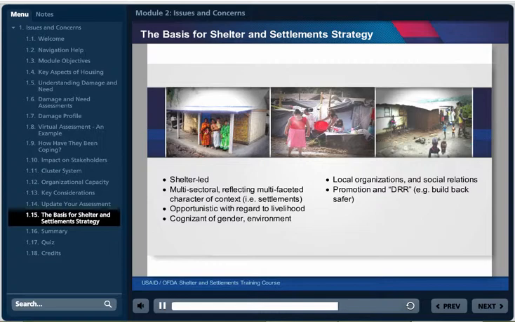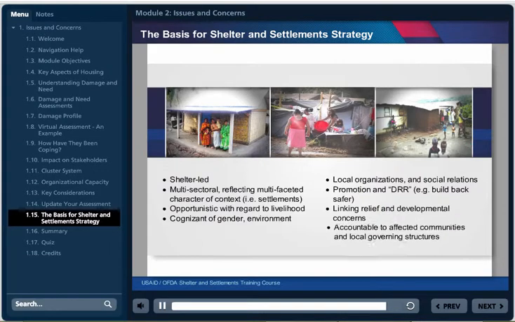This can range from community risk mapping to settlement planning to safer construction techniques. Well-planned shelter and settlement interventions should provide short-term relief while contributing towards alleviating chronic development concerns. And of course, we must at all times remain accountable to affected communities and local authorities.